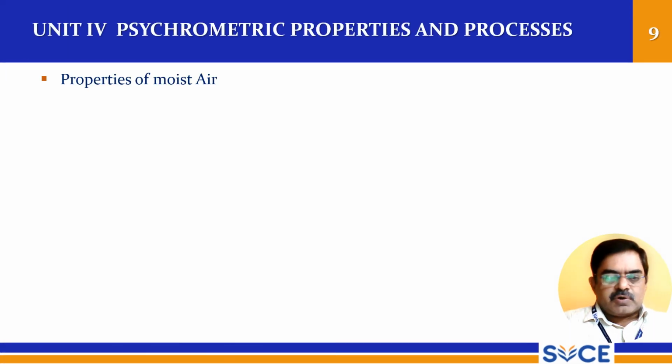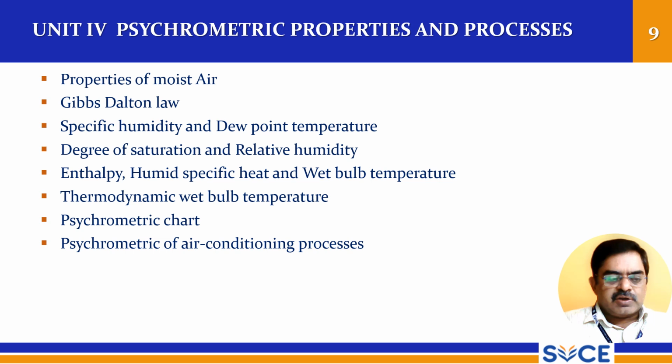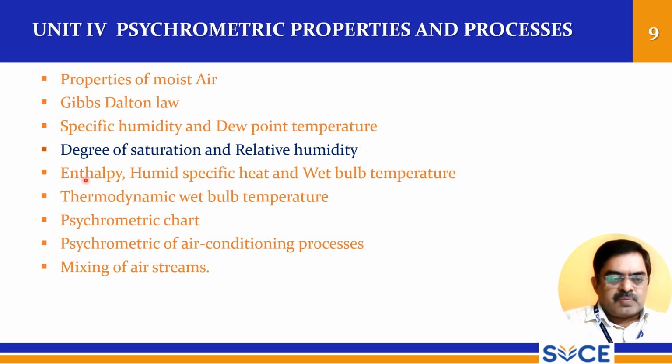So as we know, these are all the topics in unit number 4. Already we have seen properties of moist air, Gibbs-Dalton law, specific humidity and dew point temperature. In earlier 3 sessions we have seen these 3 topics, and now we are going to see degree of saturation and relative humidity. These are the two other psychrometric properties we are going to see.